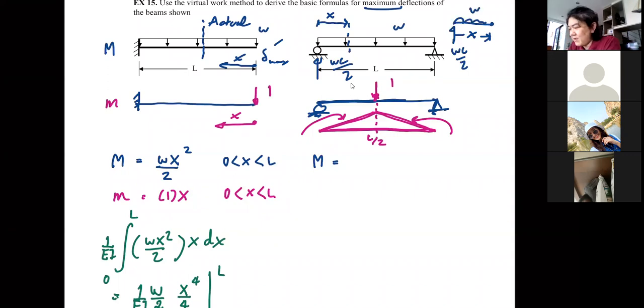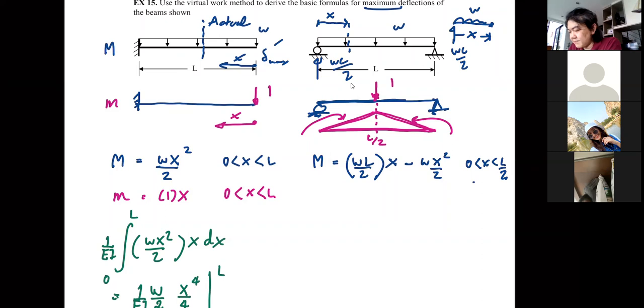When you take the moment here, your moment will become WL over 2, which is the reaction. If you are confused, just put the parentheses there and then multiply by X. Minus, again, it's just like a cantilever, right? WX squared over 2. This equation is valid from 0 to L over 2. In fact, this moment equation is valid throughout the span for the actual load case. But you know, you have to make the two domains similar. Otherwise, you cannot multiply the function. So let me try to be consistent and write the same domain here, okay?